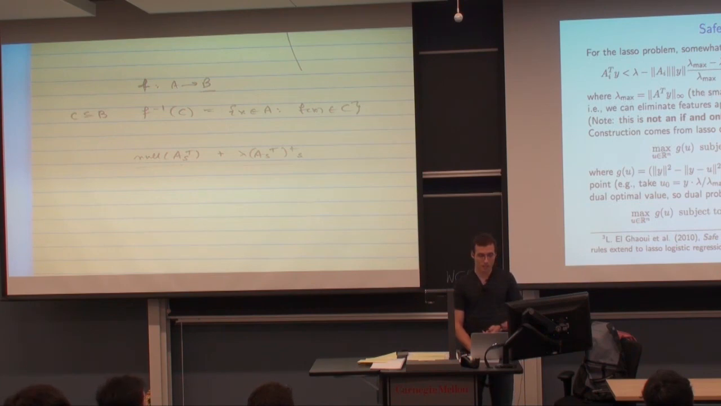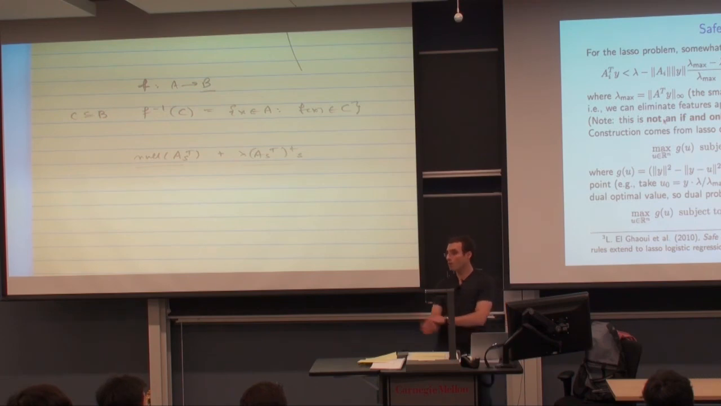It's very important to emphasize this is not an if and only if statement. I can't tell you all the features that will be zero, but I can tell you a subset of the features that will be zero. In practice, the question is how many of them can you exclude, and is it useful enough that you'd actually use it? For different problems there are different performances, but for a lot of problems it's very useful at excluding a good fraction of predictors.